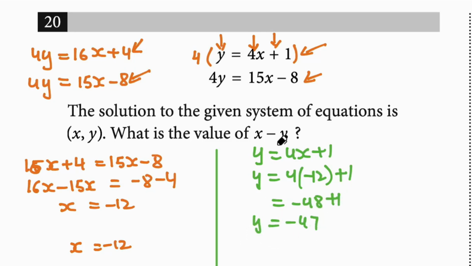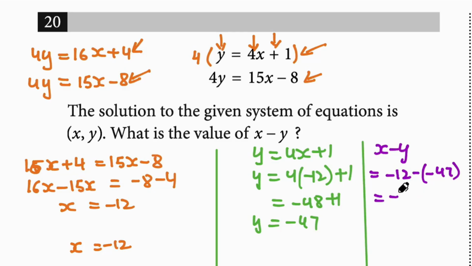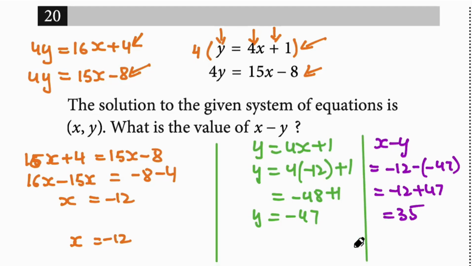Now that's done. And we have to calculate the value of x minus y. Let's do that. So x minus y is equal to, x is negative 12, y is negative 47. So that is negative 12 plus 47, which is 35. Right? Try to understand what method you should choose to solve the question, because this makes a lot of difference.